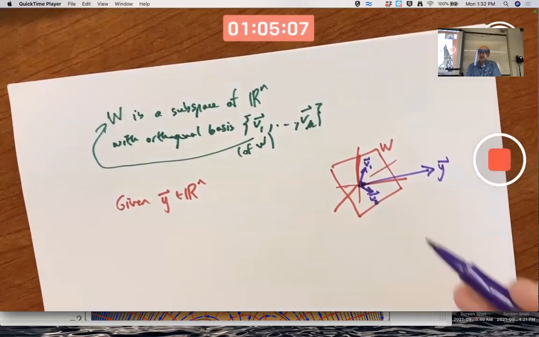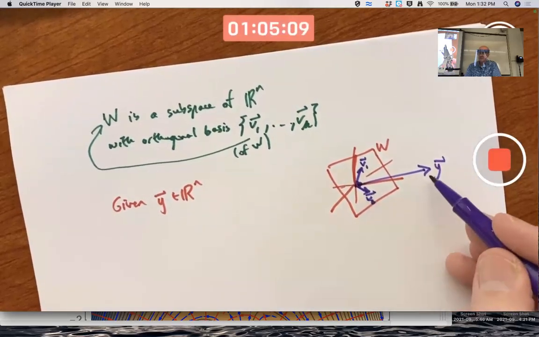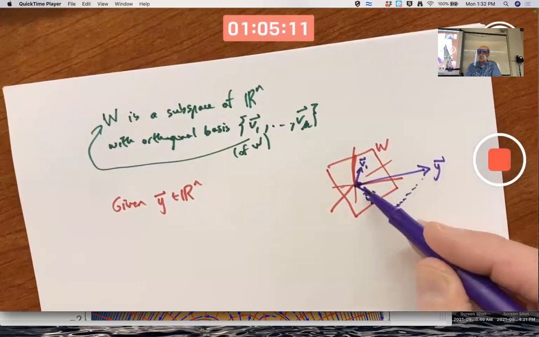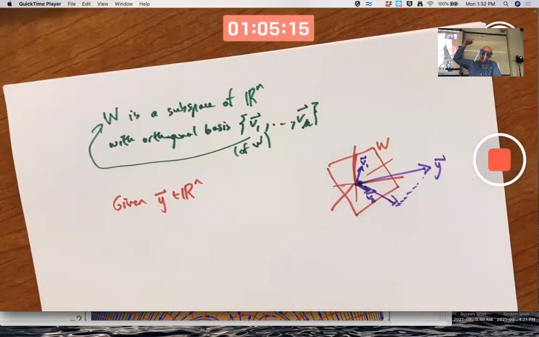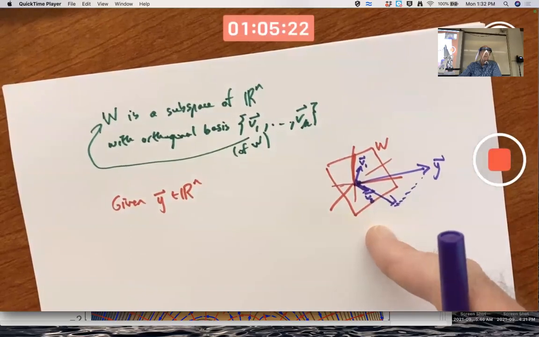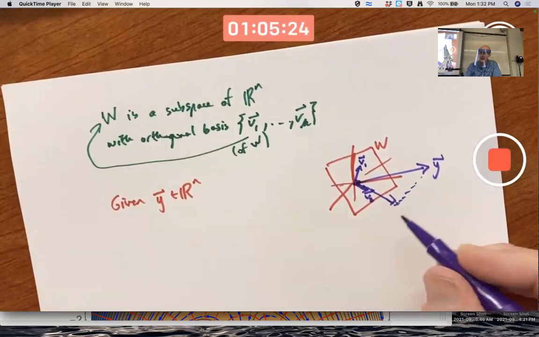The useful question to be able to answer is, what is the projection of Y along W? What is its shadow if light rays were coming in perpendicular to W? What kind of shadow would Y cast on W? It's called Y hat.